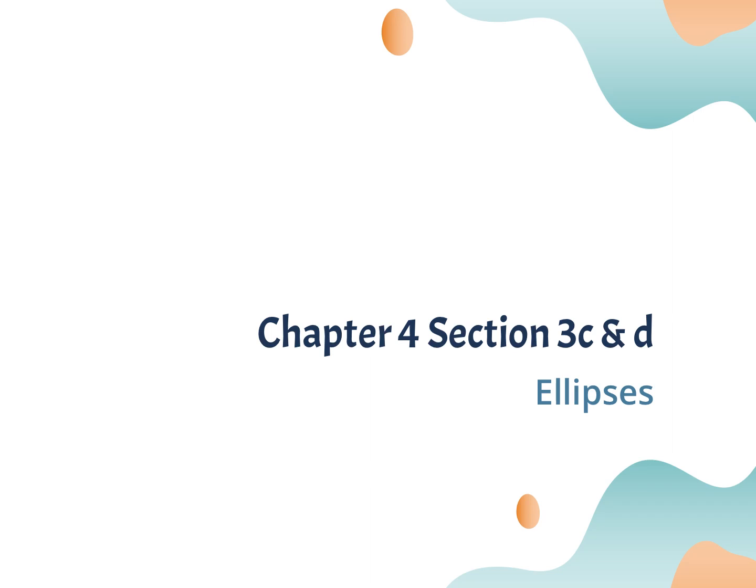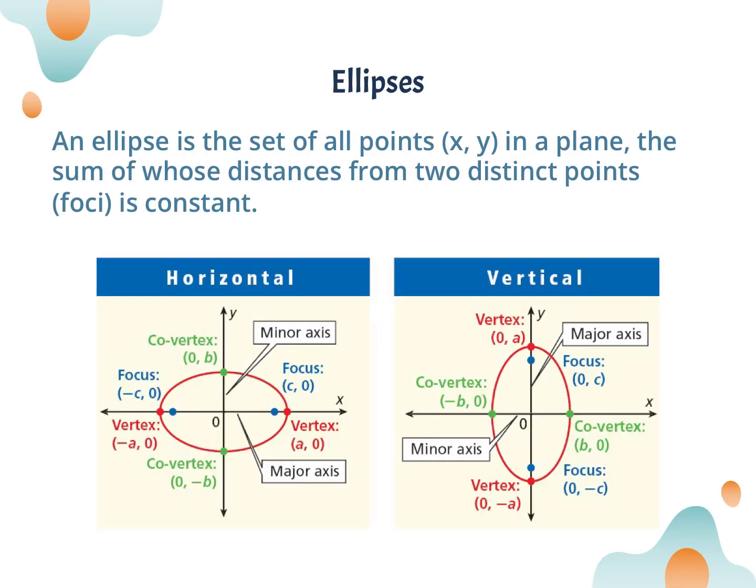So today we're going to do part D of section 4.3. Today we're going to be writing equations of an ellipse. On Friday we covered 4.3c. We learned about the different parts of the ellipse.